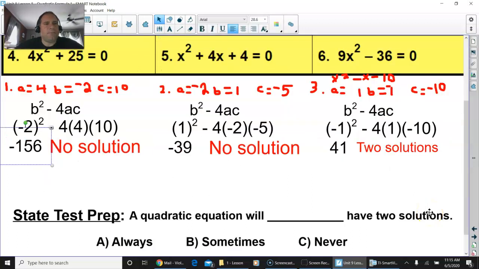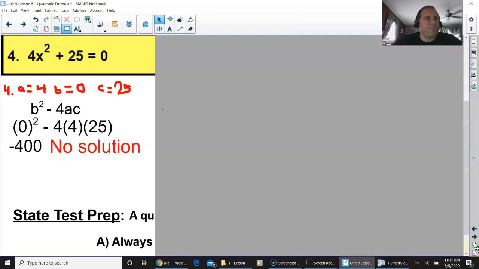Okay, that was number 1, 2, and 3, and you can go ahead and try number 4 on your own right now. Press pause now. Number 4: A equals 4, B equals 0, and C equals 25. When you use B squared minus 4AC to find the discriminant, you have 0 squared, which is 0, minus 4 times A, which is 4, times C, which is 25, and you get -400. You put that in the calculator. Less than 0, no solution.